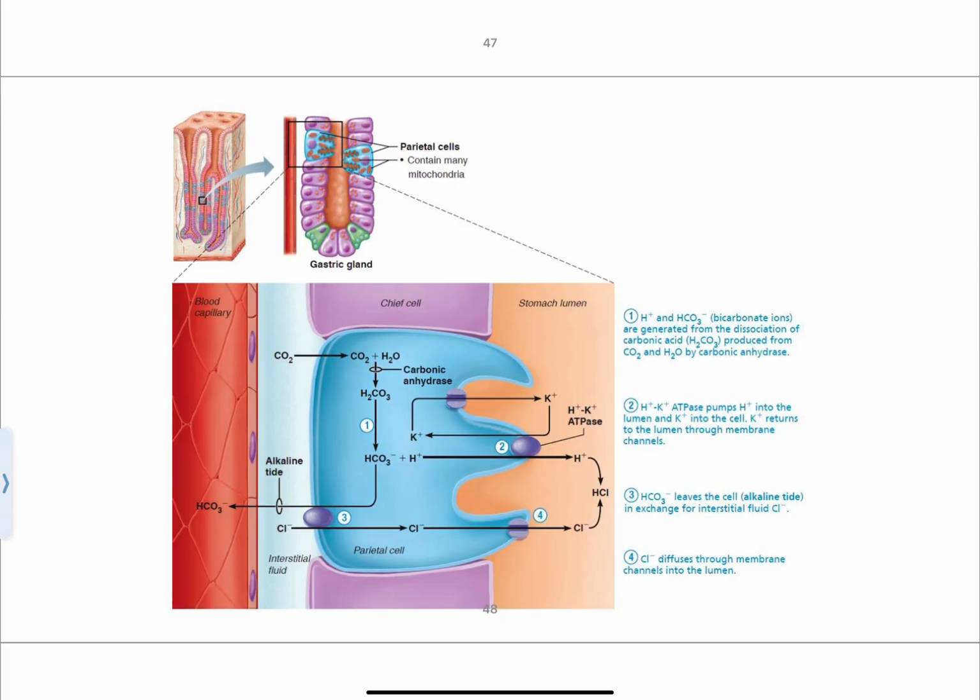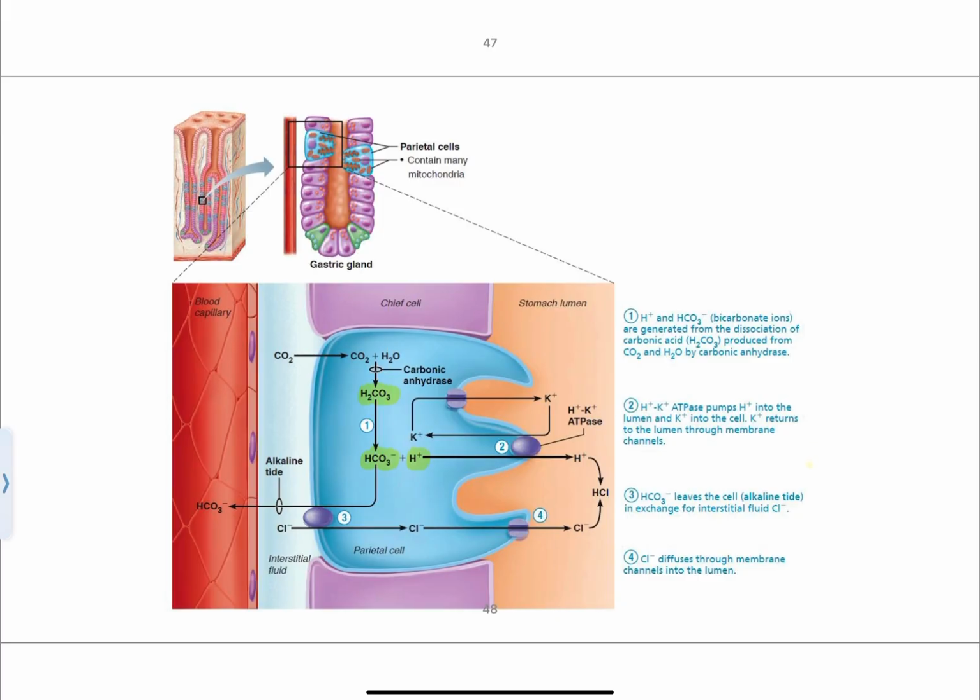So this is an image illustrating what's going on. We're focusing in on our parietal cell because that's the one responsible for hydrochloric acid secretion. Step one, the hydrogen ion and the bicarbonate ion are generated from the dissociation of carbonic acid. We've seen this before. Carbonic acid is really unstable, so it will almost immediately dissociate into a bicarbonate ion here and a hydrogen ion here.